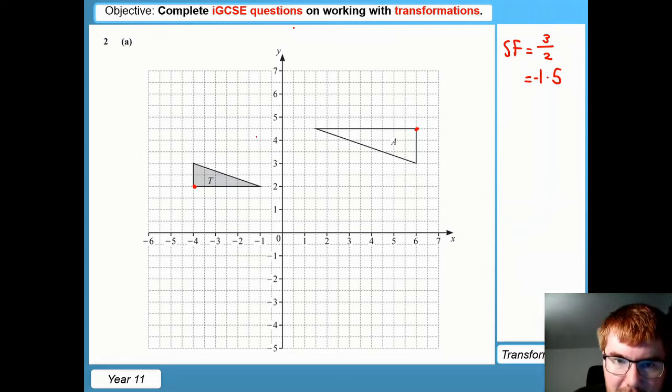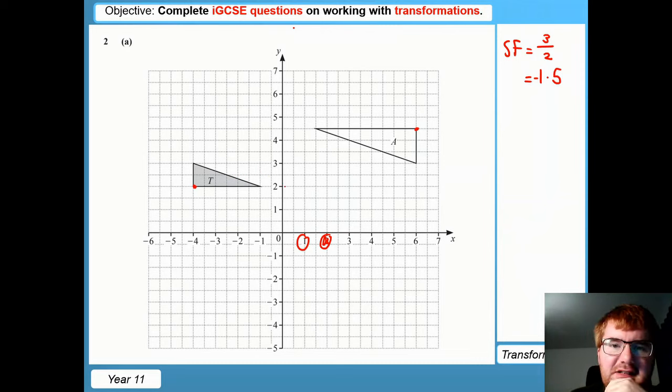I don't have a ruler in this case, so what I will do to make my life a bit easier is actually mark in the midpoint between them. So we know it's going to be at 2. So it's going to be at 1, because that's halfway between -4 and 6.